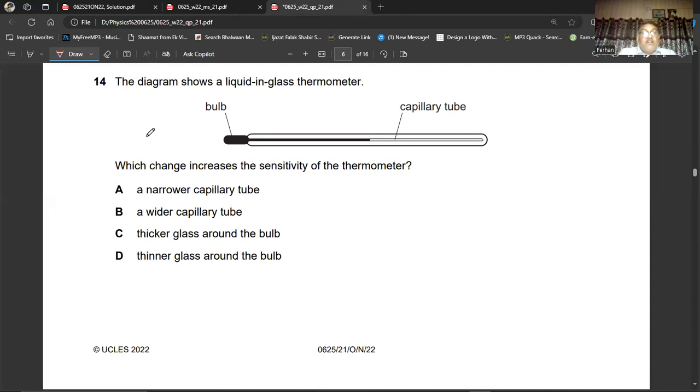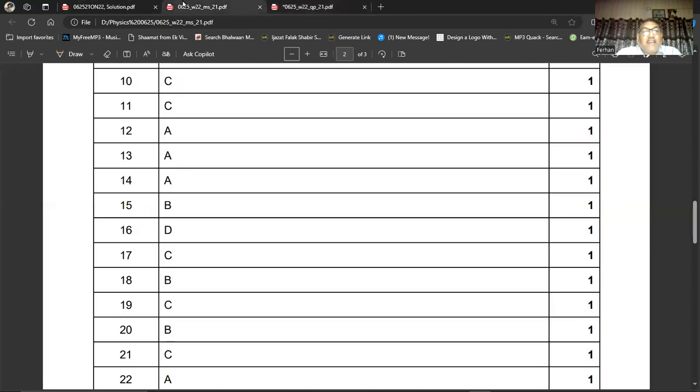That will make the thermometer more sensitive, because when the cross-sectional area of that capillary tube in which the mercury thread moves is smaller, for the same rise in the temperature, there will be a larger change in the length of the mercury thread. That's why it will become more sensitive. It will cover a longer distance. It will have larger expansion for the same rise of the temperature. So a narrow capillary tube, yes, that is true. A wide capillary tube, no, that's totally wrong. Thicker glass around the bulb does not affect the sensitivity. Thinner glass around the bulb does not affect the sensitivity. Question number 14, I think A is the right option, sir.